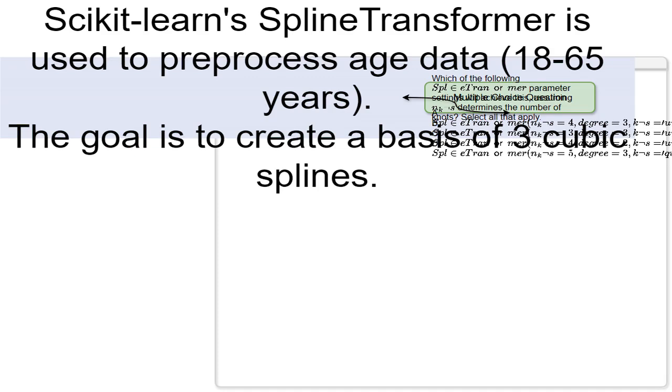This describes the specific tool we're using. Scikit-learn's SplineTransformer. Scikit-learn is a popular Python library for machine learning. The SplineTransformer is used for preprocessing numerical features by transforming them into a spline basis. Spline basis is a fancy way of saying we represent the original variable using several piecewise polynomial functions. This is useful for modeling nonlinear relationships.